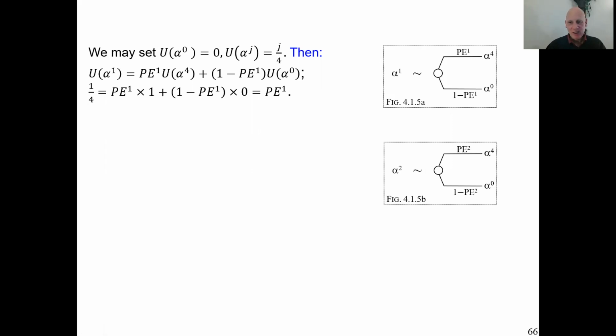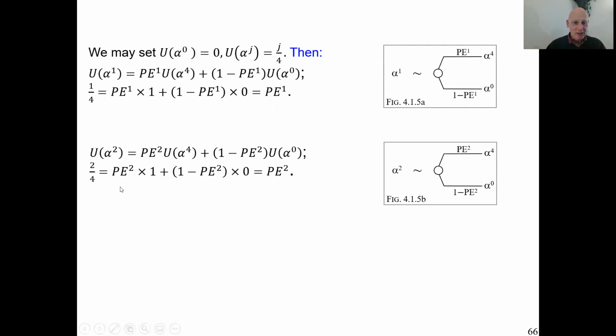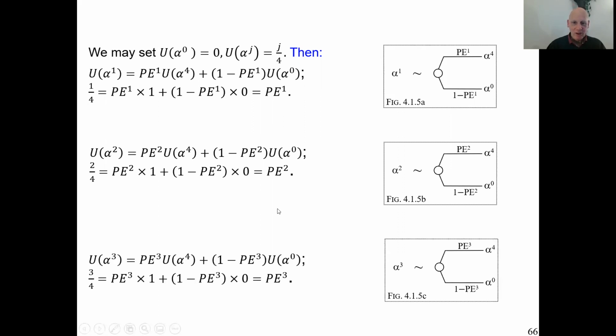The second figure, the same. You can guess how it goes. Again, expected utility. We write the equation. Utility of alpha 2 is now that expected utility here. Utility of alpha 2 we know is half. So half is PE2. The third figure, same kind of algebra. We get PE3 must be 3 over 4. So expected utility predicts that your probabilities were 1 over 4, 2 over 4, 3 over 4.